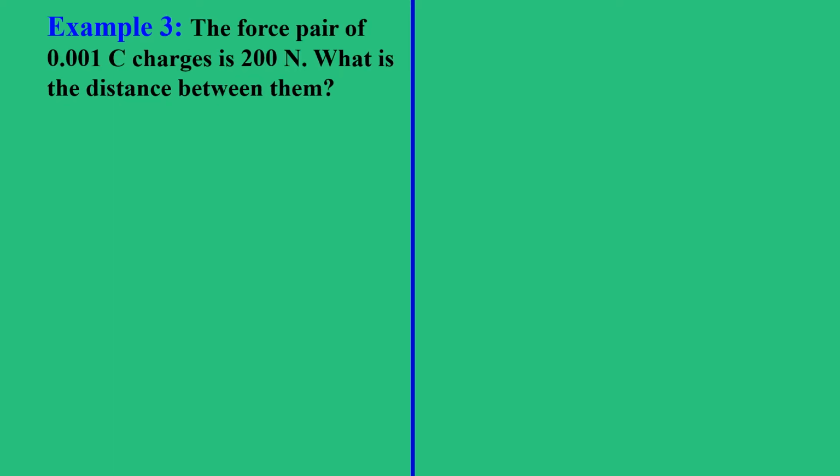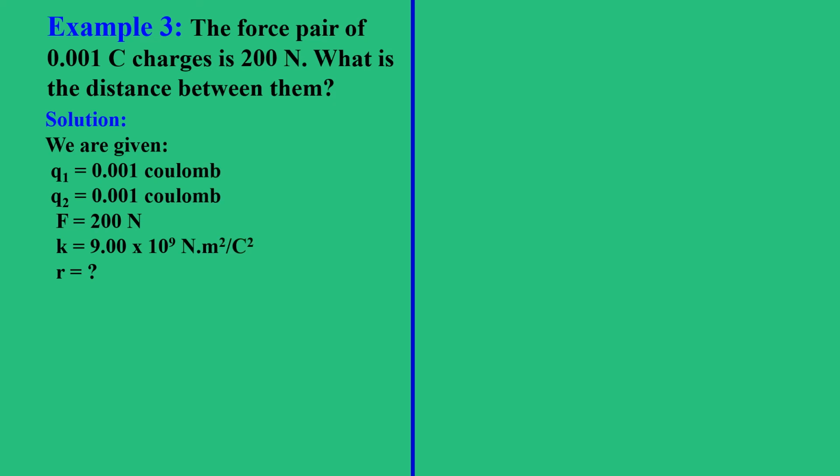Example number 3. The force between a pair of 0.001 Coulomb charges is 200 newtons. What is the distance between them? So we are given Q1 equals Q2 equals 0.001 Coulomb. The force is 200 newtons. K is 9 times 10 to the 9 Newton meter squared per Coulomb squared. And we are required to find the distance between them.